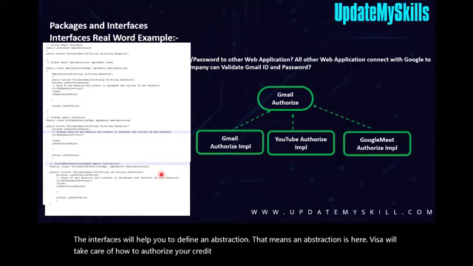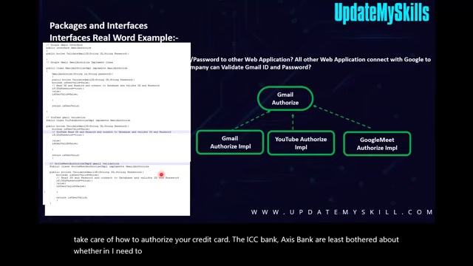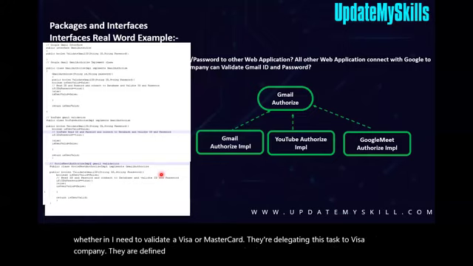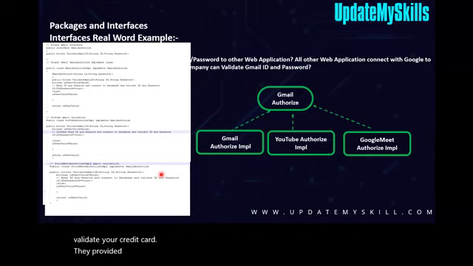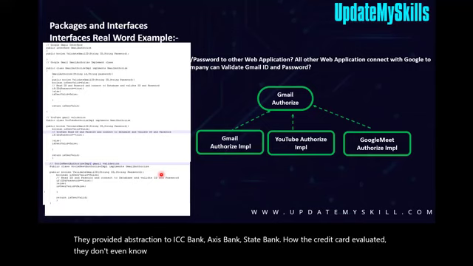ICICI Bank and Axis Bank are least bothered about whether they need to validate a Visa or MasterCard. They're delegating this task to the Visa company. They are defining an interface called validate card, and within that validate card, they know how to validate your credit card. They provided the abstraction to ICICI Bank, Axis Bank, State Bank. How the credit card is validated, they don't even know. They just delegated the task to the Visa company.